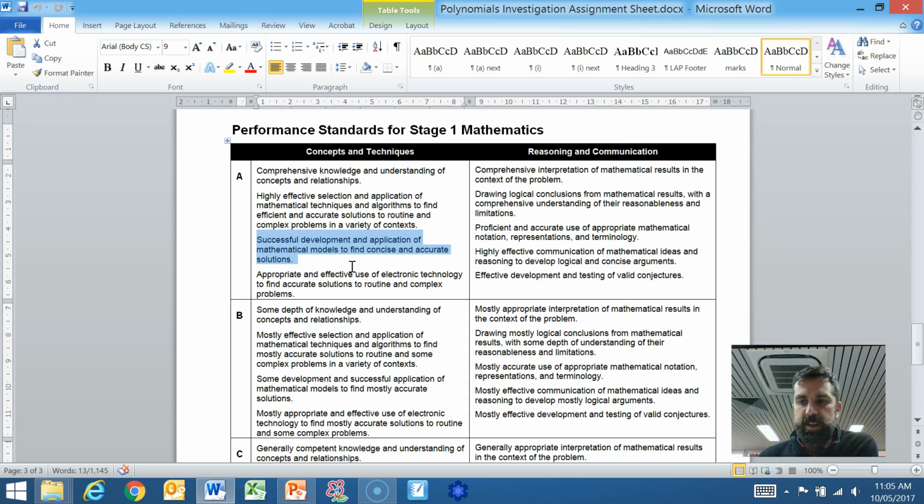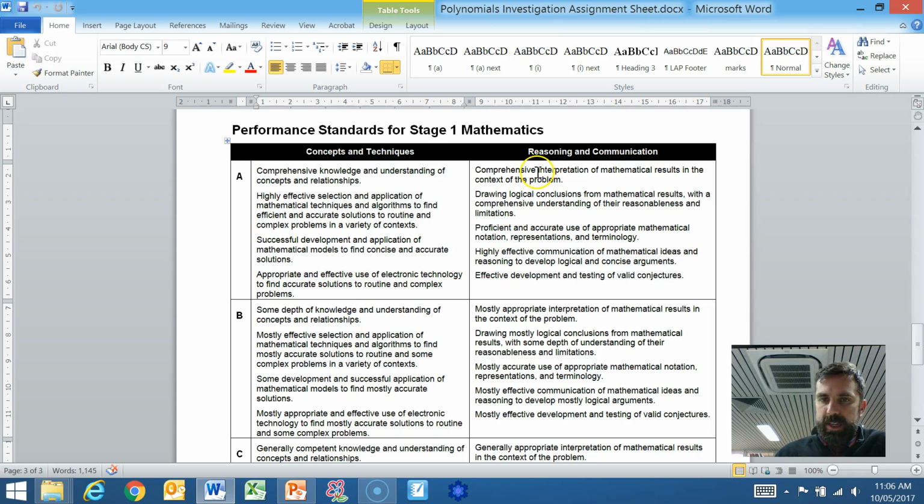The third one down here is about using mathematical models to find concise and accurate solutions. So in this case, the mathematical models is more about the conjectures that you're using based on your polynomials. So you need to come up with a model for describing how many turning points and inflection points there are that's accurate to start with, but also concise, so it needs to be to the point. And then this last one here is about using electronic technology. In this case, that means using that electronic technology to create graphs. So if you've hand-drawn your graphs, you're probably not going to get as high a mark here.